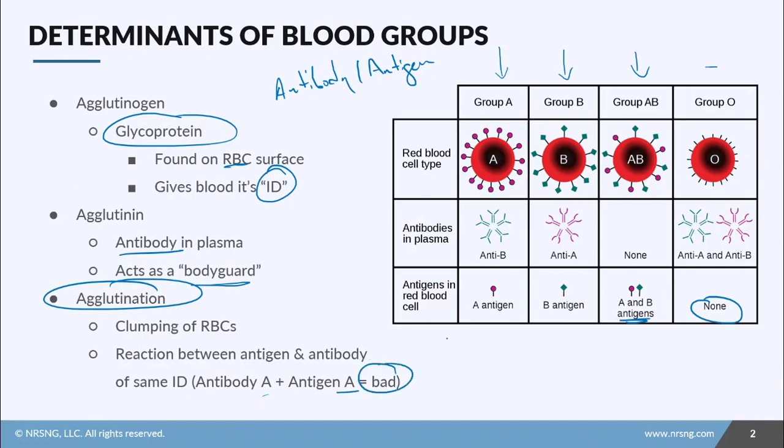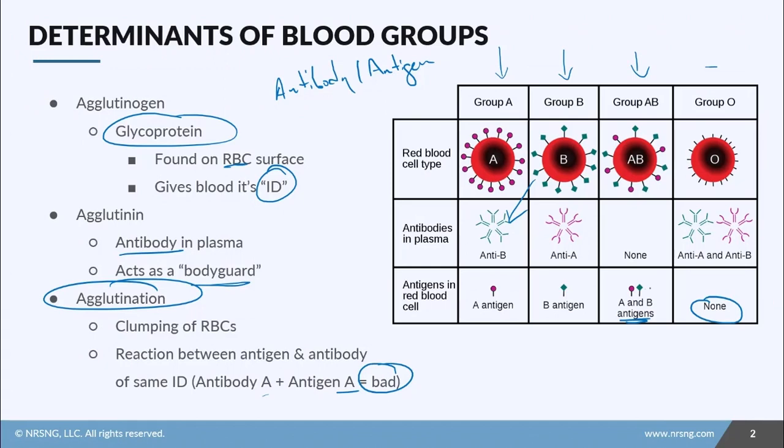The body sees this, for instance here, the anti-B antibody for group A sees this antigen as a foreign pathogen, and what it wants to do is break it down. If we move along, we see group B actually has an anti-A antibody. So if group A blood was transfused into that person, they would have this agglutination happen.